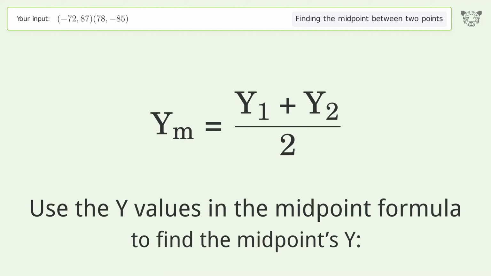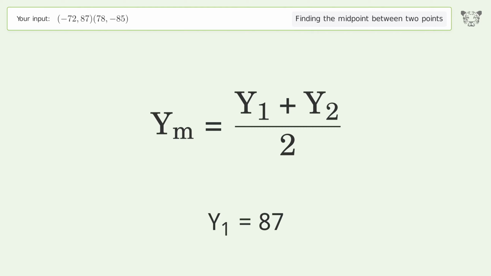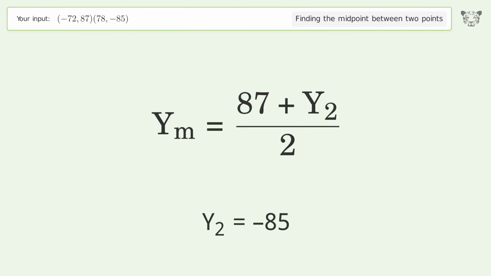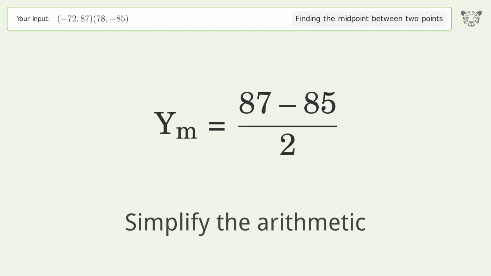Use the y values in the midpoint formula to find the midpoint's y. y1 equals 87. y2 equals -85. Simplify the arithmetic.